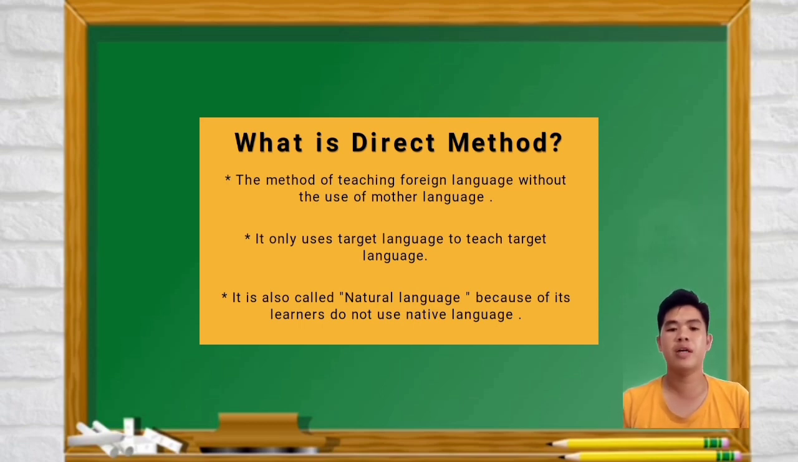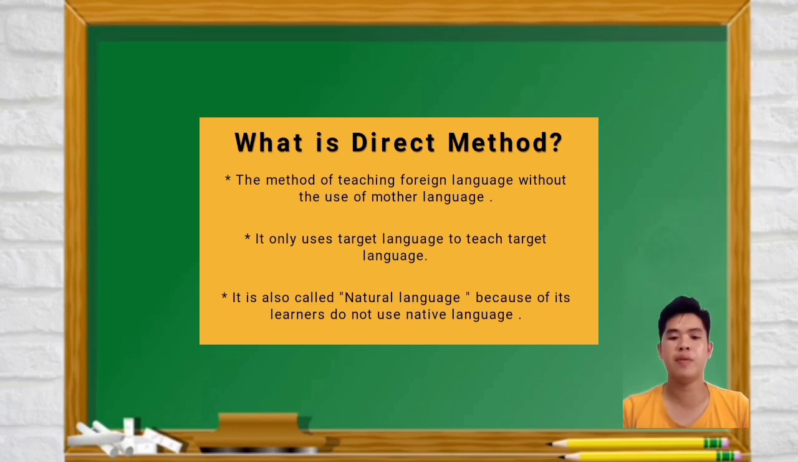The direct method was an outcome of the reaction against the grammar translation method. It was based on the assumption that the learner of a foreign language should think directly in the target language. According to this method, English is taught through English. It is also called the natural method because the learner does not use the native language.